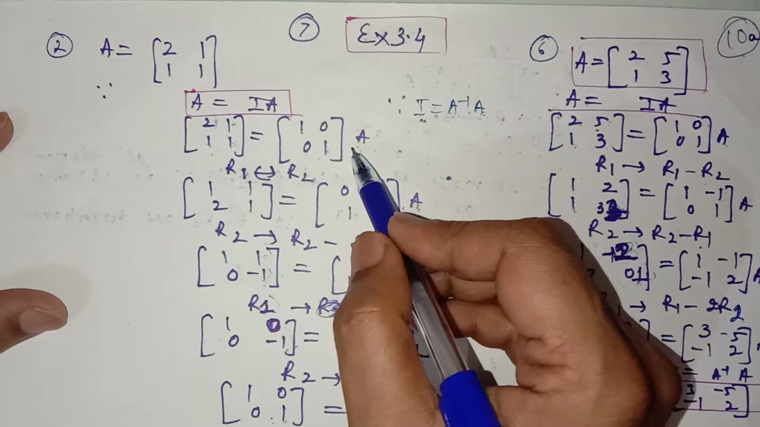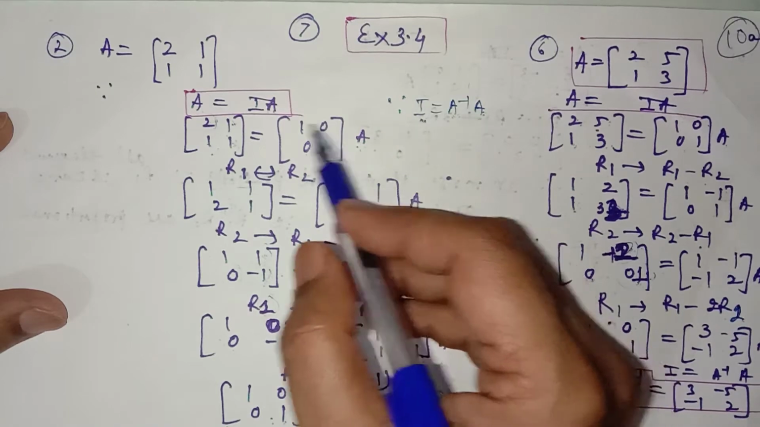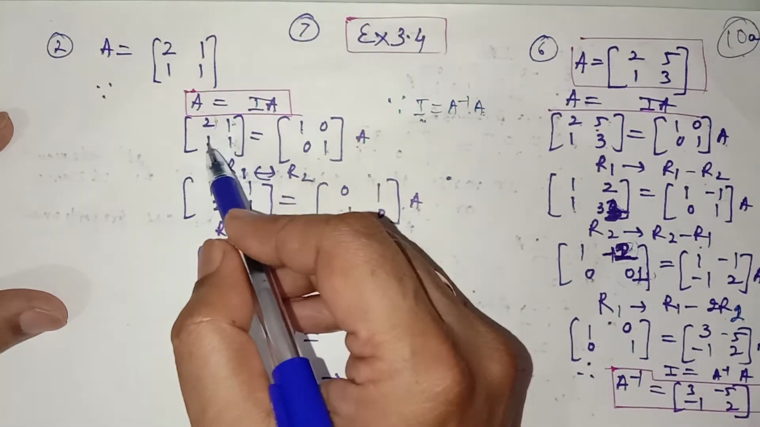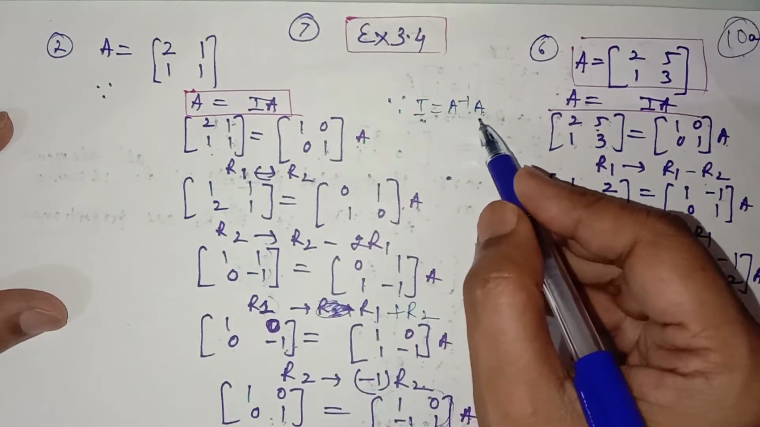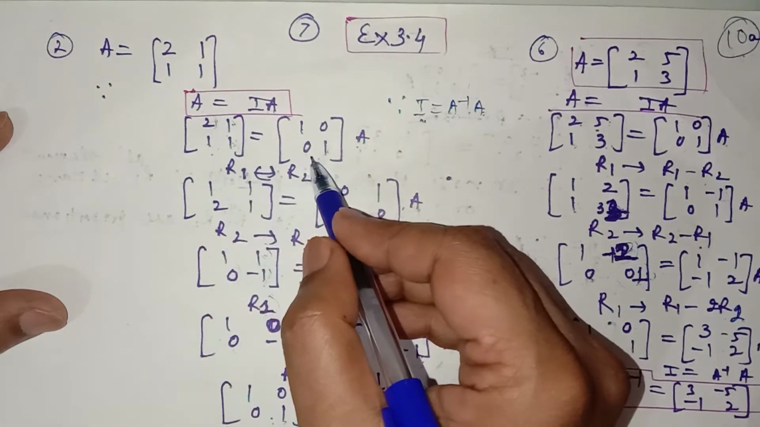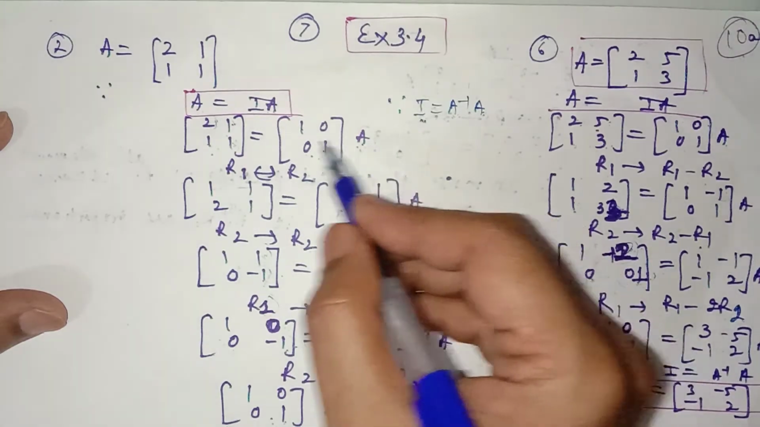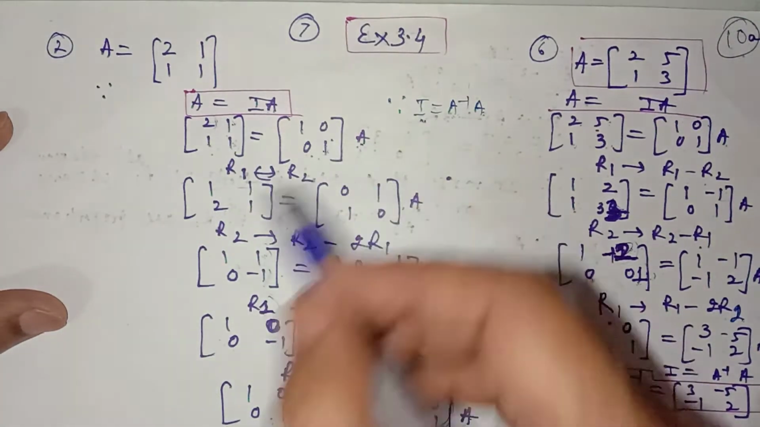Now what is the basic concept in finding the inverse of this matrix? We are trying to convert the left hand side into the identity matrix, 1 0 0 1, because we know that I equals A inverse into A. If we convert this matrix to I, then this will be A inverse and this is A itself. So A inverse into A equals I, and then this will be the inverse of the given matrix A.